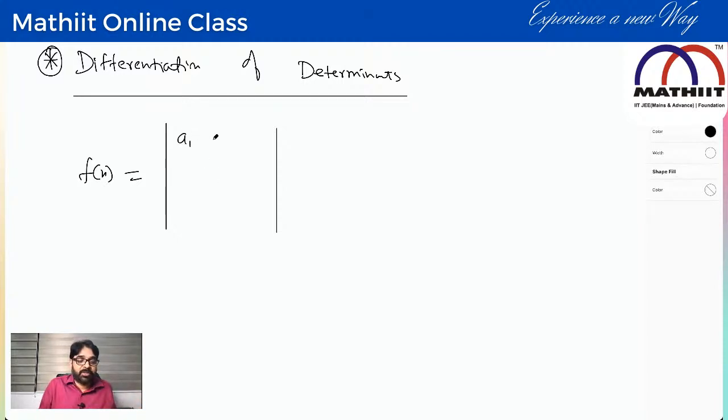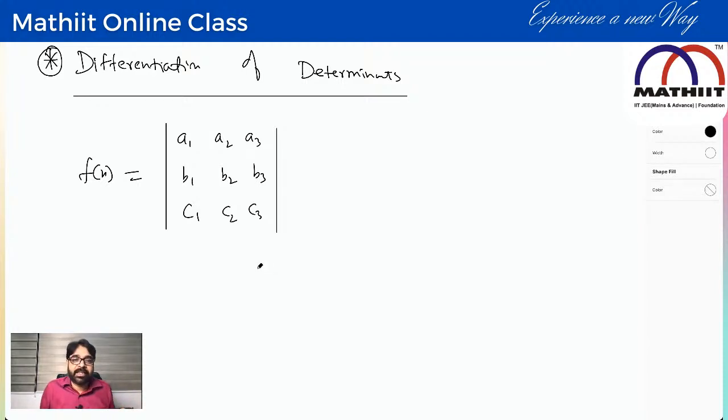Suppose f x is given this way: a1, a2, a3, b1, b2, b3, c1, c2, c3. I'm taking a third order determinant. Maximum third order determinant is there in your syllabus. Have you understood? A1 is not a constant; maybe it is some function of x. A2 is also a function of x. I'm not writing f1 x, f2 x, unnecessary to look dirty. Anything can be a function of x, anything can be a constant. I'm trying to tell you the general way of solving.